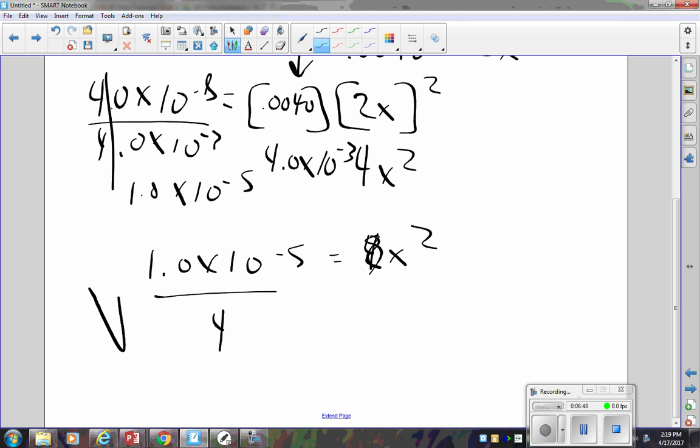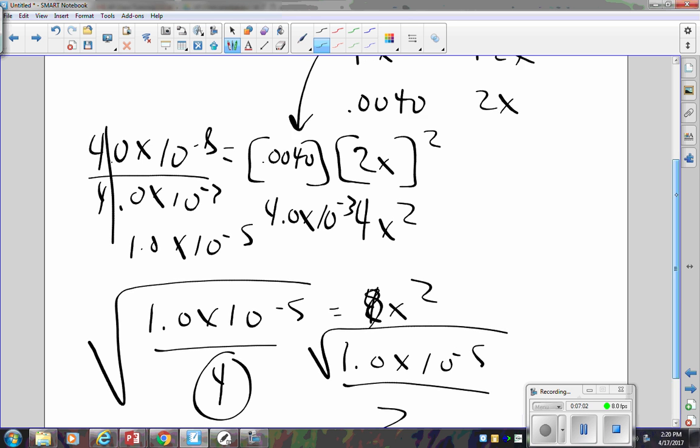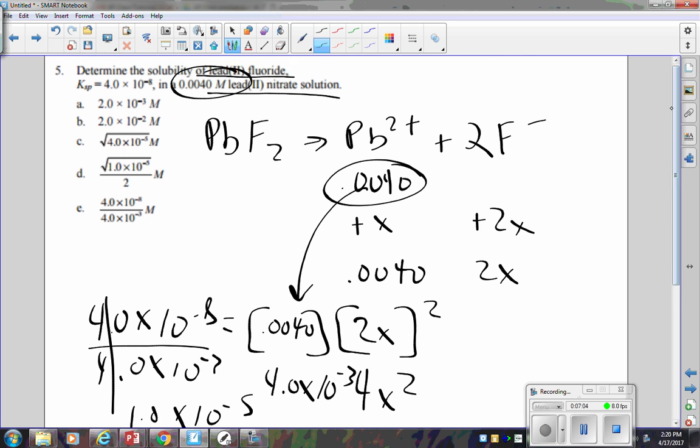So when I go to take the square root of this, the square root of 4 I know is going to be 2. So really it's going to be equal to the square root of 1.0 times 10 to the negative fifth, divided by 2. And 2 is your correct answer. Really it's going to be setup based, because without a calculator there's no way they can make you do that.